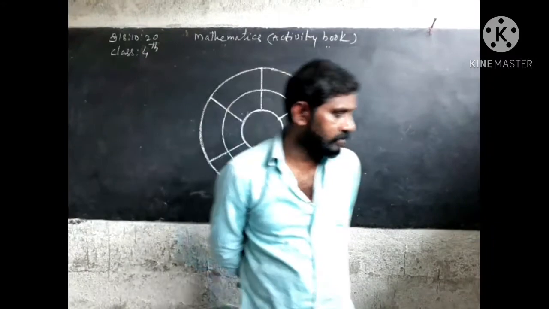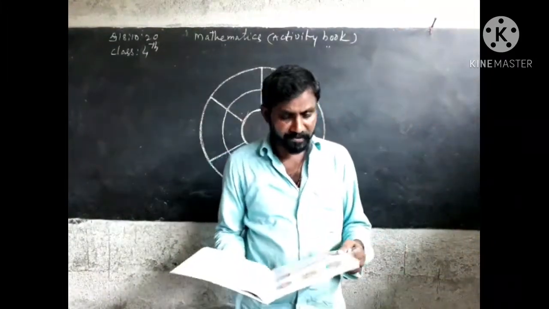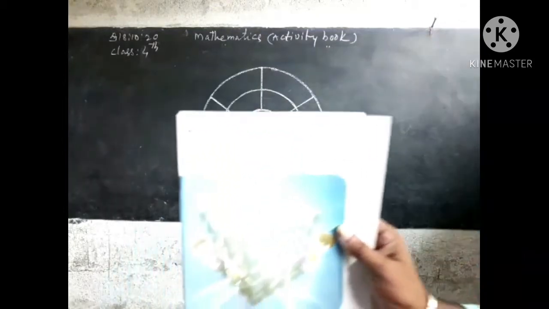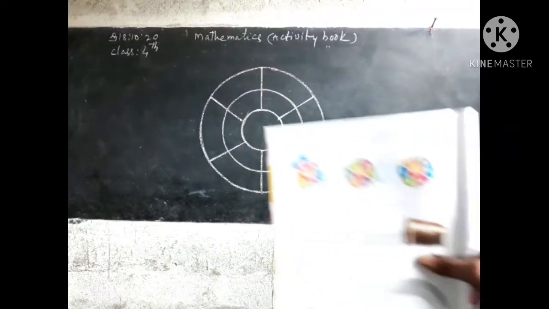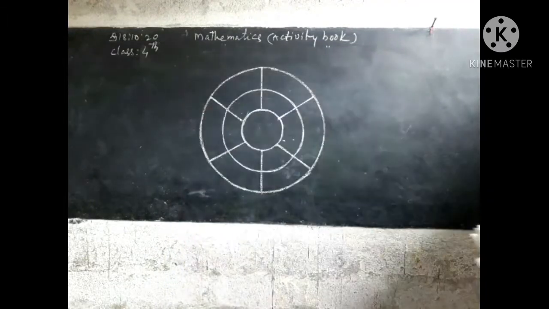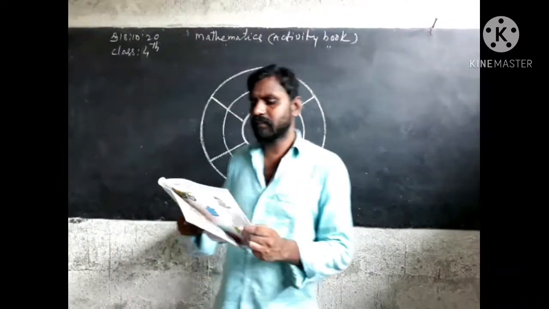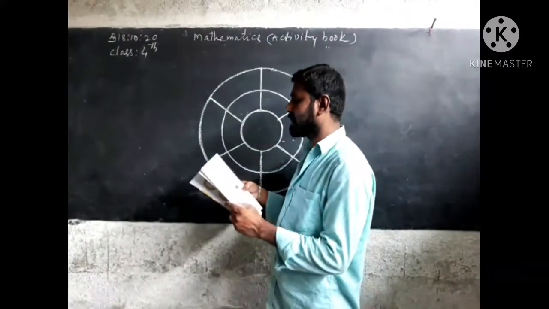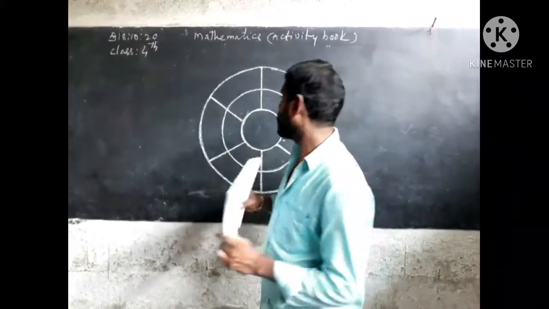Today we will discuss multiplication. See here from your activity book, page number 32. Okay, see here. Multiply the number in the center with the surrounding digits and put the products in the outer circle. So one is done for you.